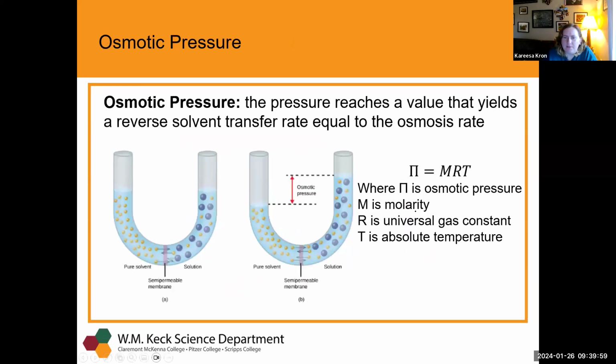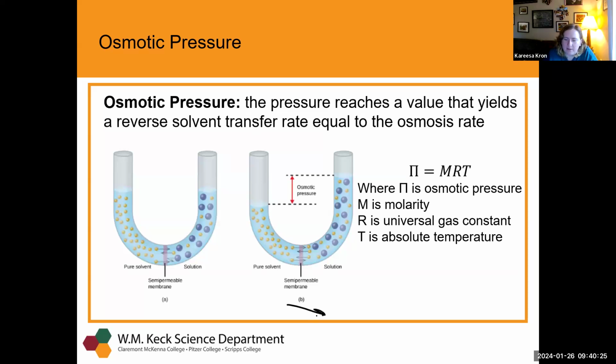And so the official definition for osmotic pressure is the pressure when the pressure reaches a value that yields a reverse solvent transfer rate equal to the osmosis rate. So what this means is that the solvent on the pure side would like to move into the solution because the solution has fewer solvent molecules and has a lower concentration. And so that's the process of diffusion.